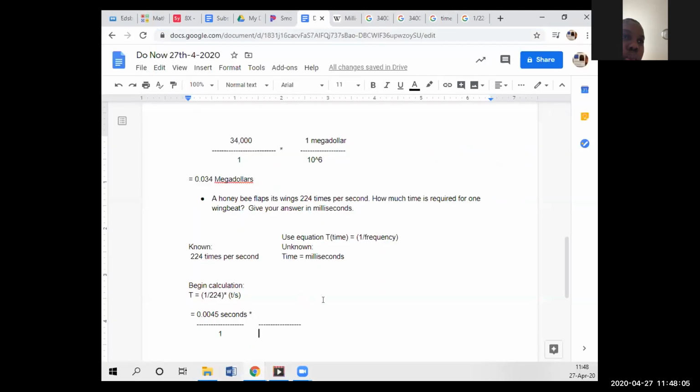So let's see. That's going to be 10 to the negative third, right? So that's saying in 1 millisecond... where did my mouse go?